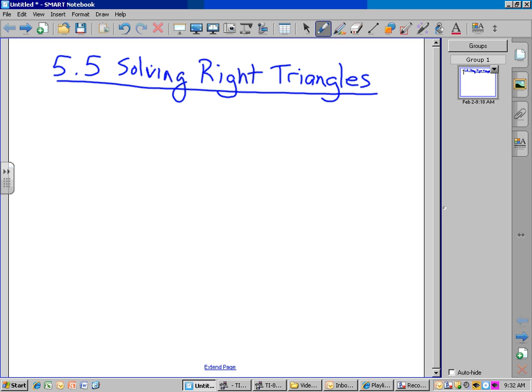Solving right triangles. A lot of this is going to be similar to what you did in geometry, a little bit new.